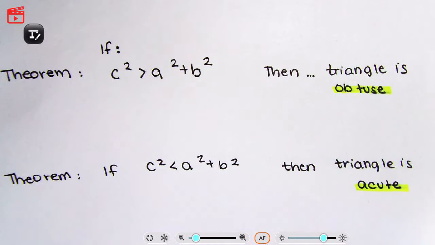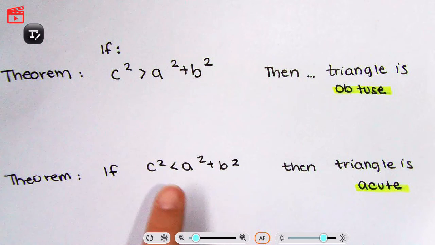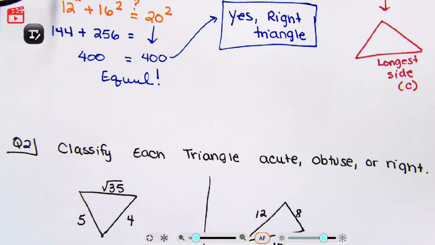Just think of it this way. When something is acute, right? Acute, they're tiny. I'm thinking like kittens, puppies. They're super cute, very tiny. So that means it's going to be less than. Okay, and obtuse is just the opposite of that. All right, let's go ahead and give that a shot.